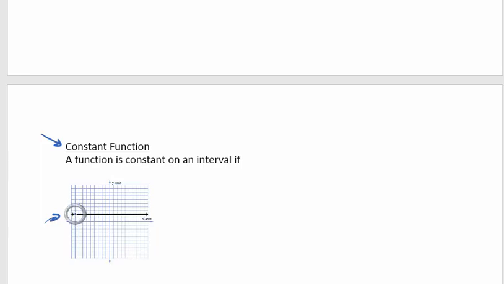A constant function doesn't change. So as my x coordinates change, the f of x values remain the same. That's kind of the layman's terms for it. We want to now use some of our precise mathematical definitions to describe that situation. So go ahead and pause your video player again and finish this constant function definition.